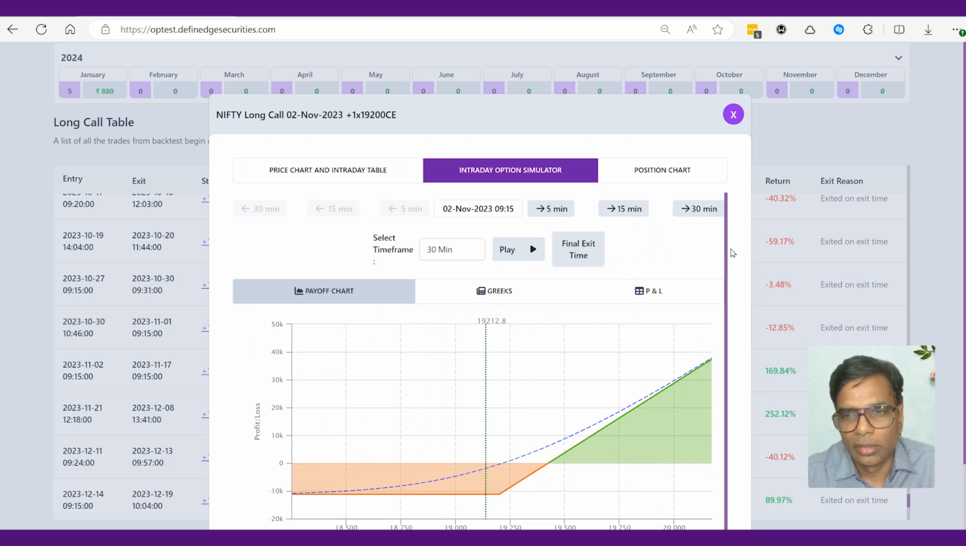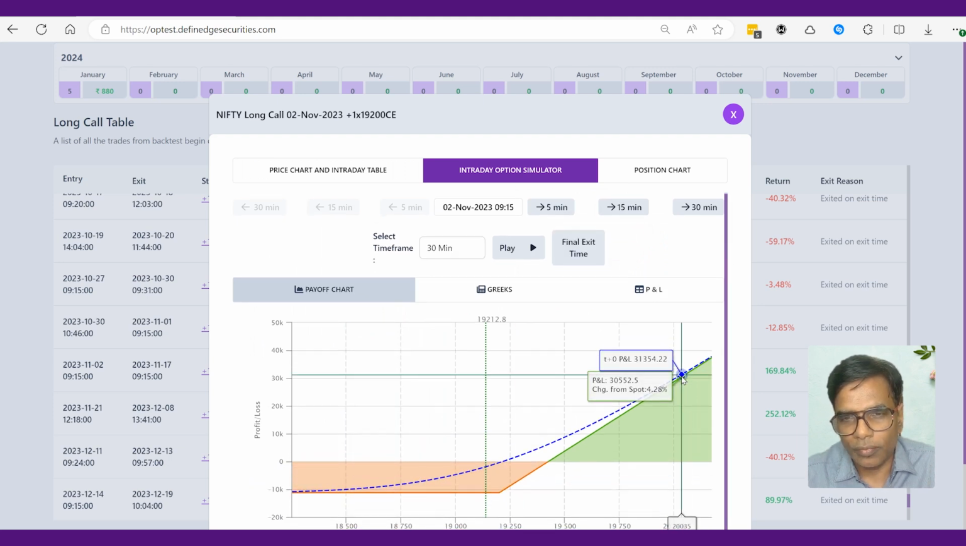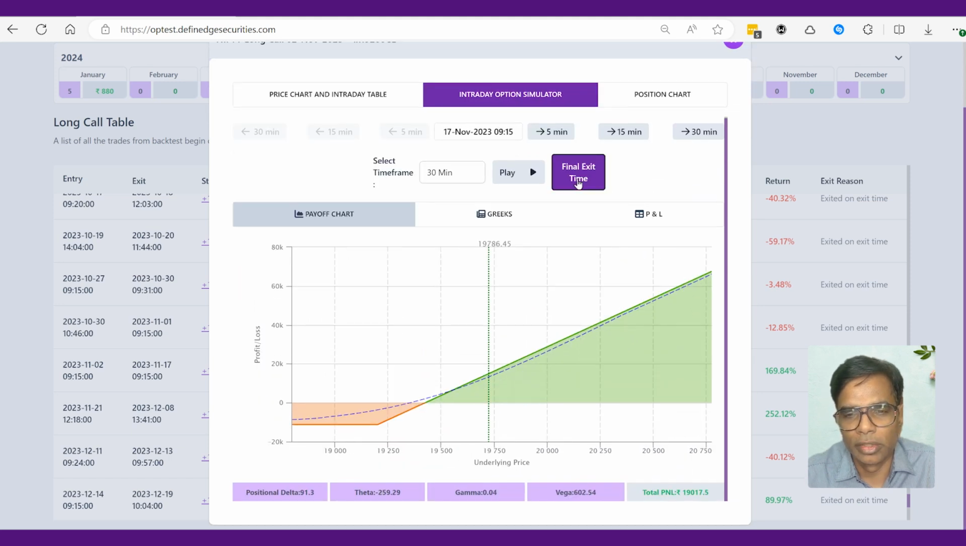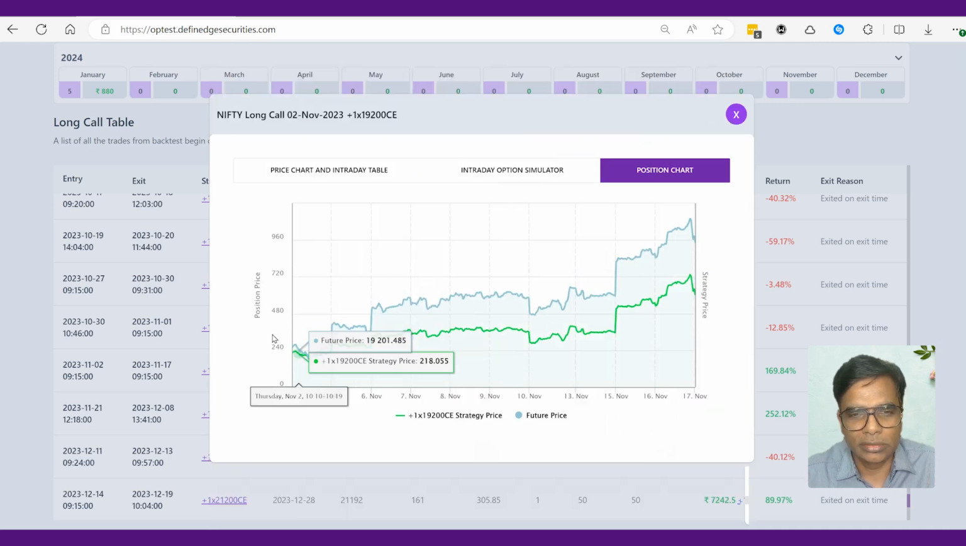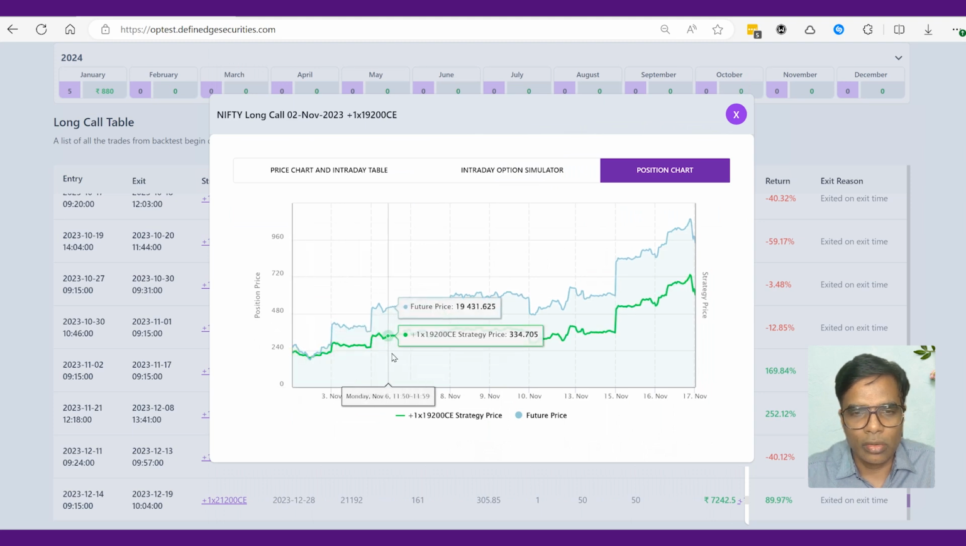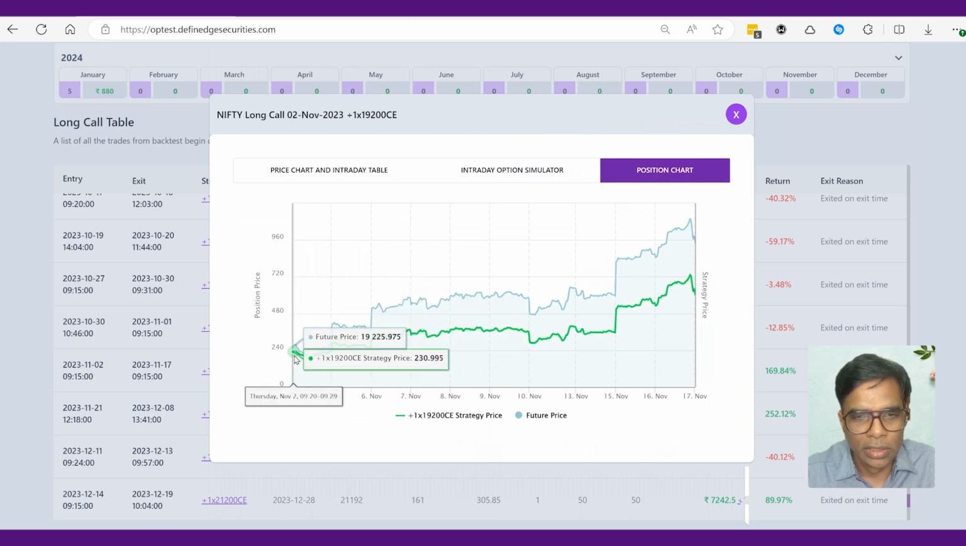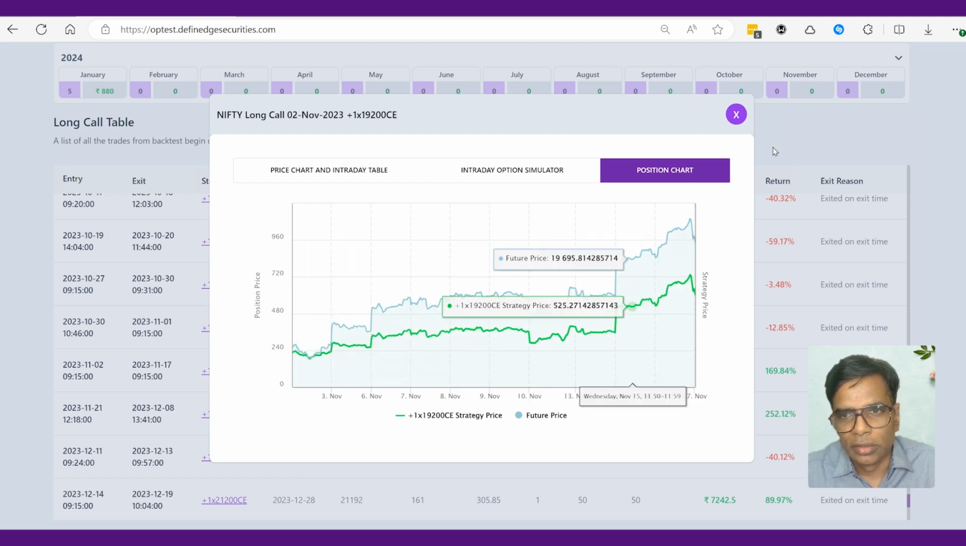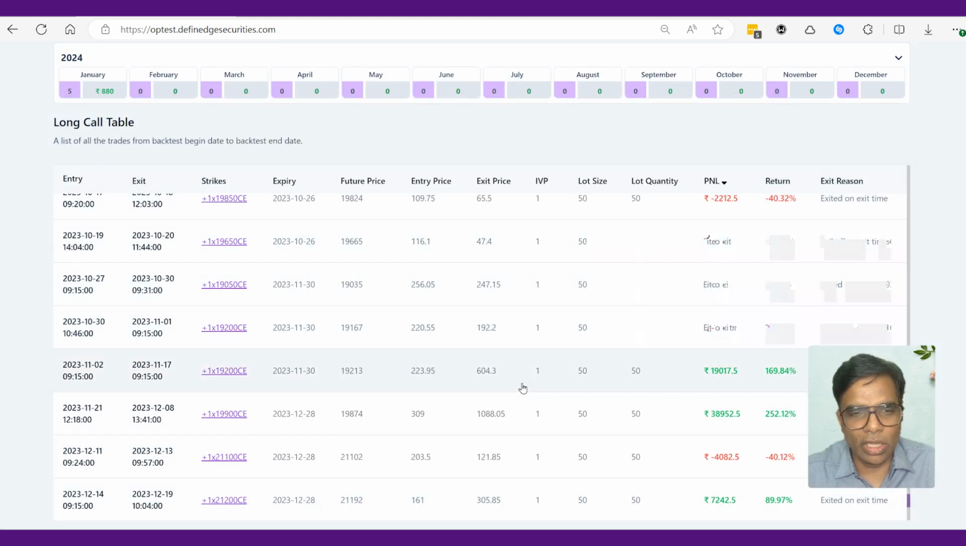Okay. So we entered here, and then we go to the final exit time, and we have this much P&L. And then here is a position chart. So we bought when the strategy was around 230 price, and we exited when it reached 640 rupees. All right, so that is the anatomy of that particular trade.